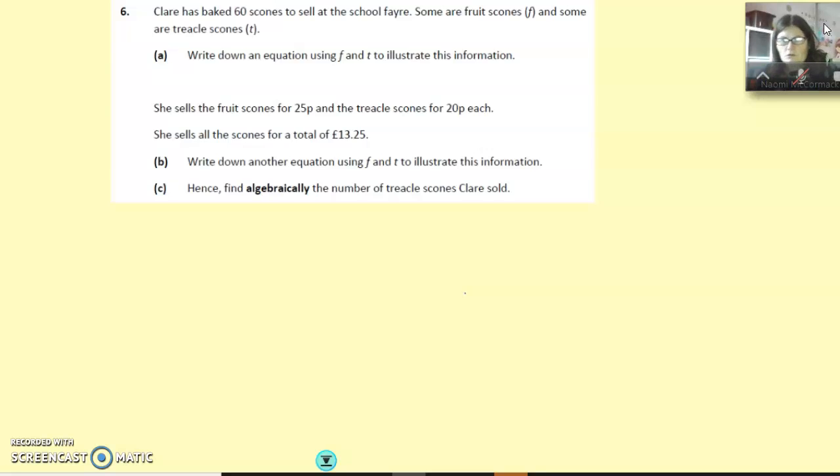Claire's baked 60 scones to sell at the school fair. Some are fruit and some are treacle. Write an equation using F and T to illustrate this information.